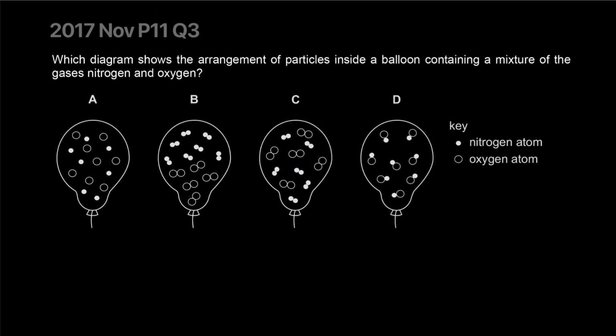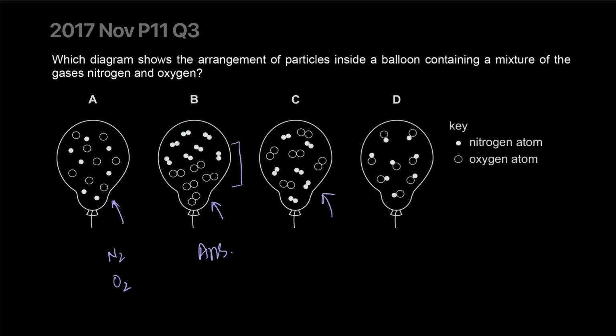Which diagram shows the arrangement of particles inside a balloon containing a mixture of the gases nitrogen and oxygen? Okay, why did people think this was difficult? These are atoms. Nitrogen is actually diatomic, oxygen is diatomic. Over here, this looks like my answer. I think this is our answer. Over here, this also looks like our answer. Oh, okay, the difference is they're not mixed together, where they will be mixed together.